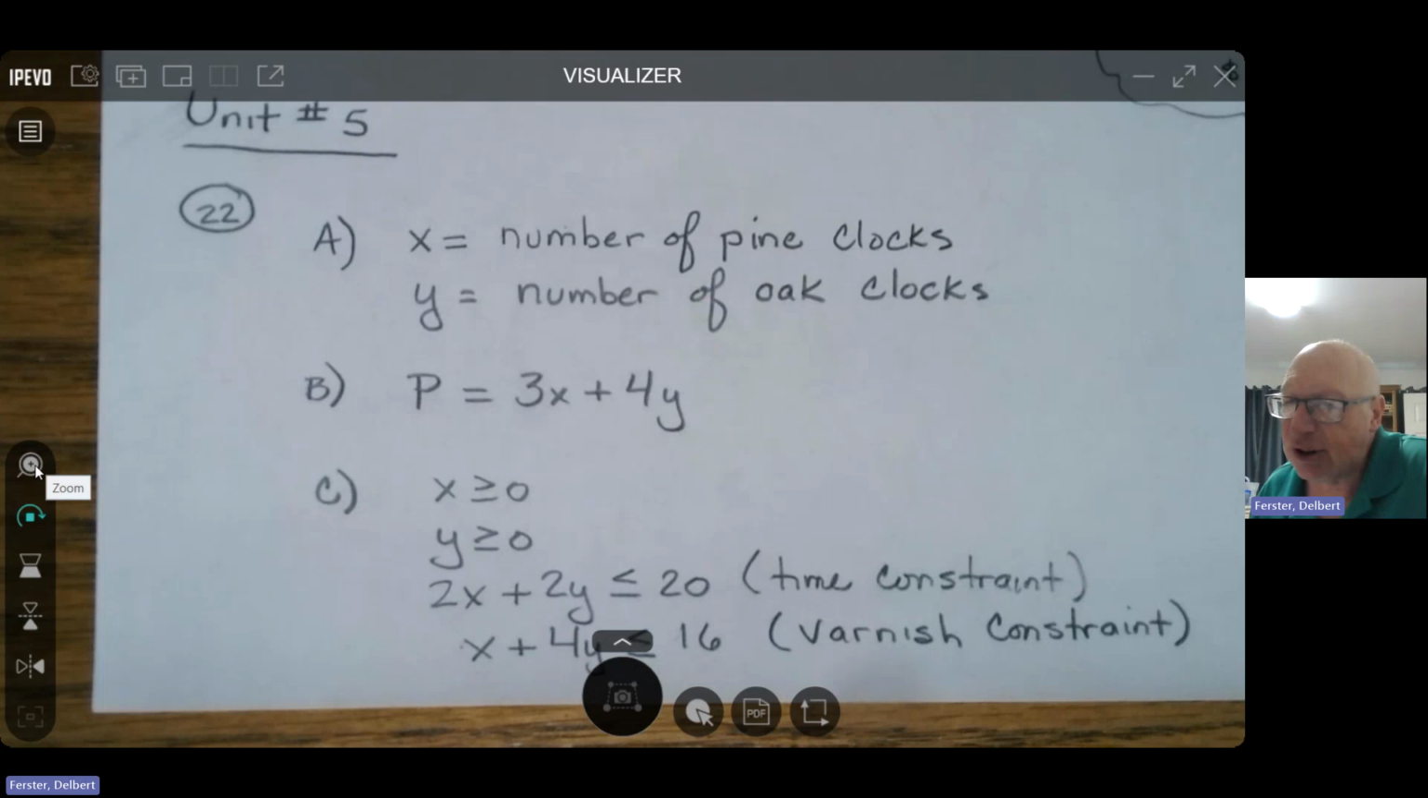Part C says, let's talk about constraints. So what restrictions are there in the verbiage of the problem that affect us? So first of all, I realized that we couldn't have a negative amount of clocks. So the first two constraints, the first two of those inequalities, are going to signify the fact that we either have some pine clocks or we have none. So in both X and Y, we're excluding the possibility of negative amounts of clocks. So see, X has to be greater than or equal to 0, as does Y have to be greater than or equal to 0.